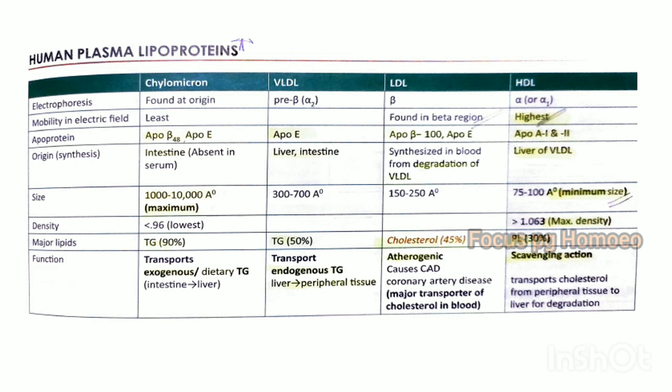The function of chylomicron is to transport exogenous and dietary triglycerides. VLDL is also responsible for transport of triglycerides. LDL is atherogenic and responsible for coronary artery diseases. HDL has a scavenging action, transporting cholesterol from peripheral tissue to the liver for further degradation.